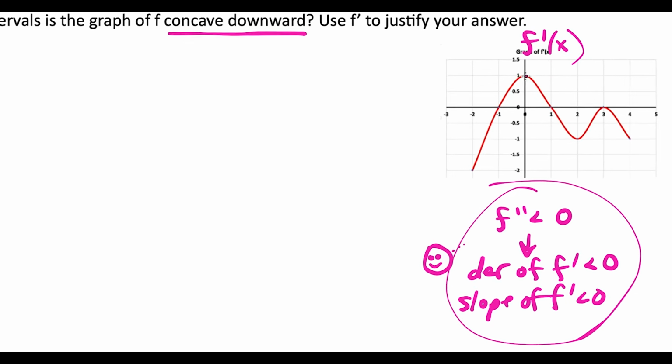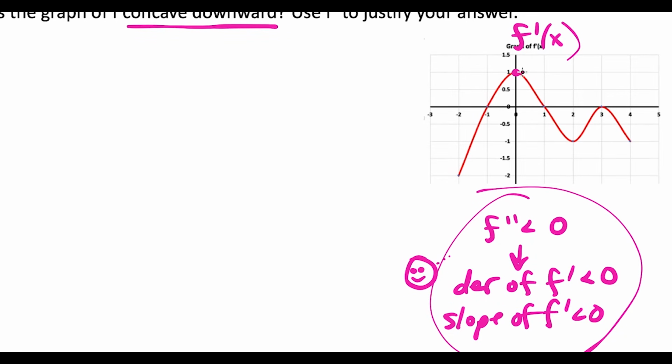So we're looking for the intervals where the function is decreasing, which if we look here, starting at 0, the function is decreasing from 0 all the way down here to 2. So that's the first interval. And then if we look here from 3 to 4, the function is decreasing again. So here are the 2 intervals.